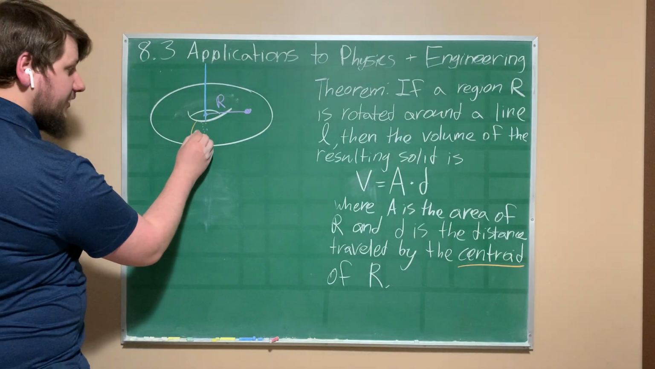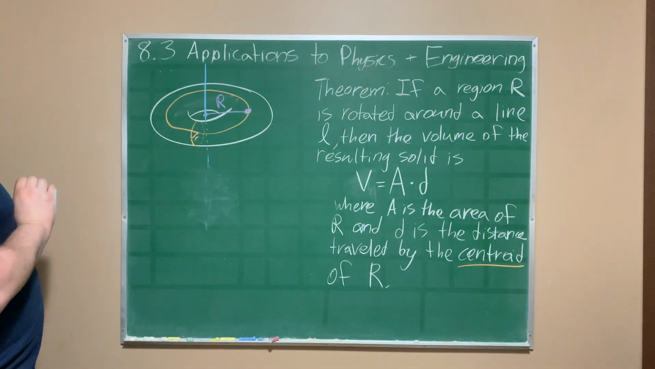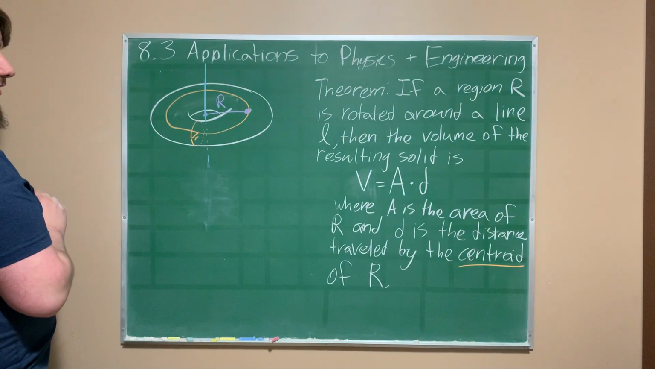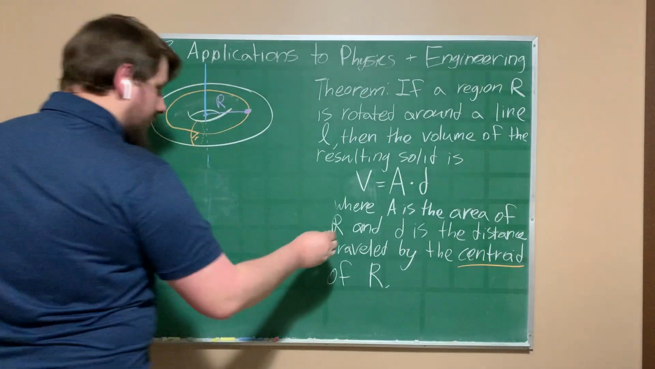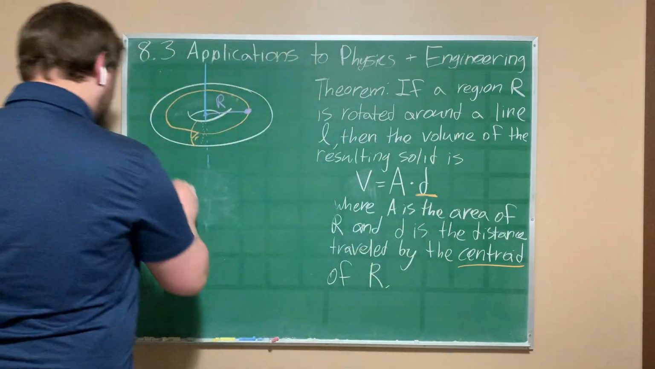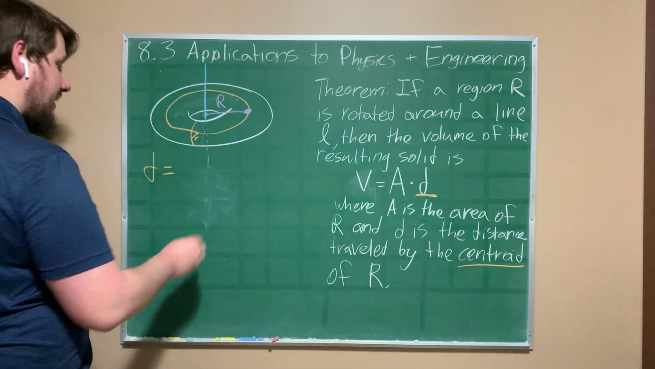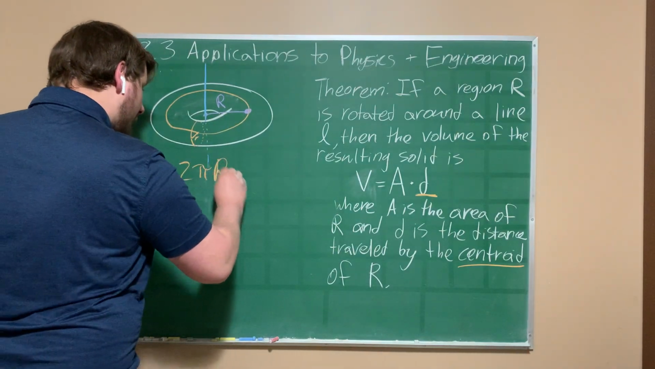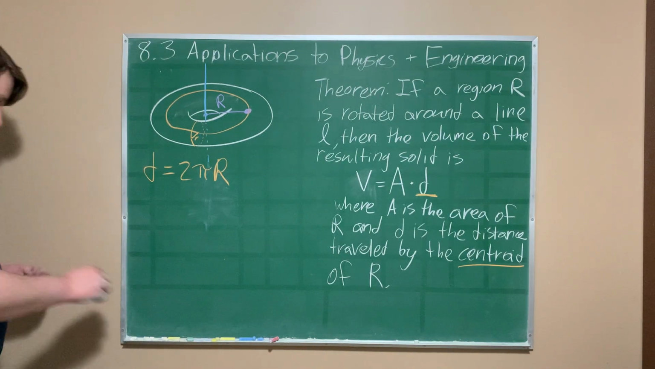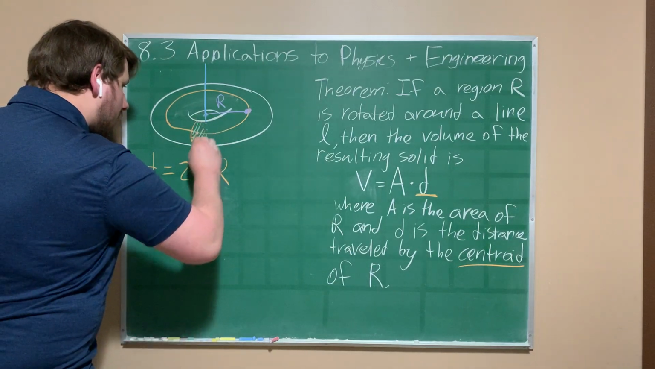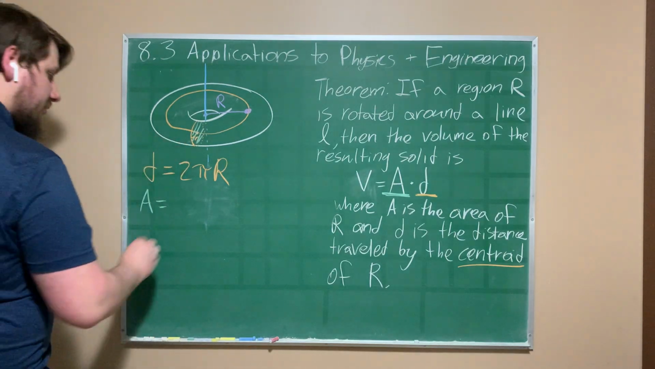So the center of this circle is going to trace out a path that goes all the way around this torus this direction. It's going to trace out a circle with a radius of capital R. So D, the distance from this line right here, is equal to the circumference of a circle with capital R radius. That's going to be 2 pi capital R. And then A, the actual area of the circle itself, maybe I'll do this in green here, the area of the circle itself is going to be pi times little r squared.